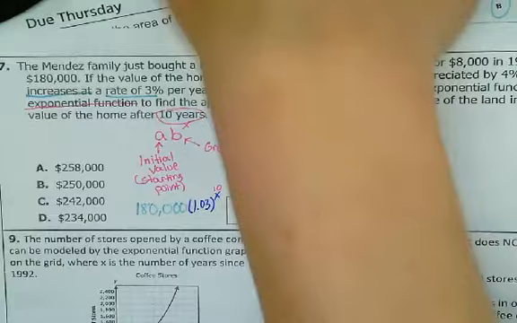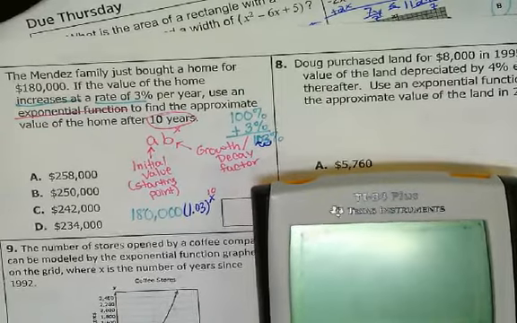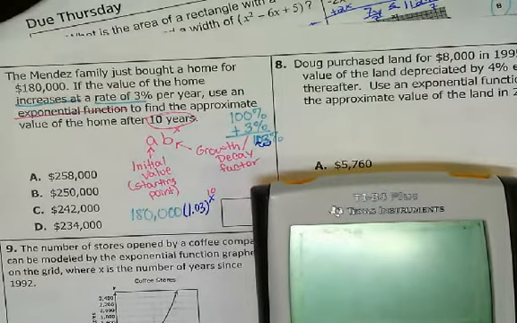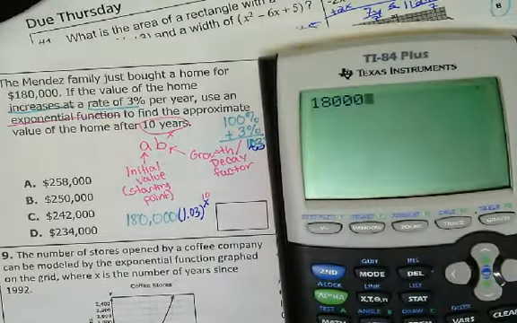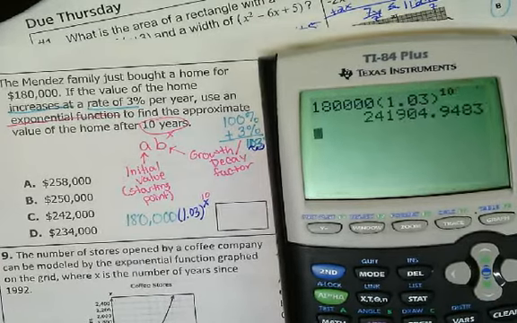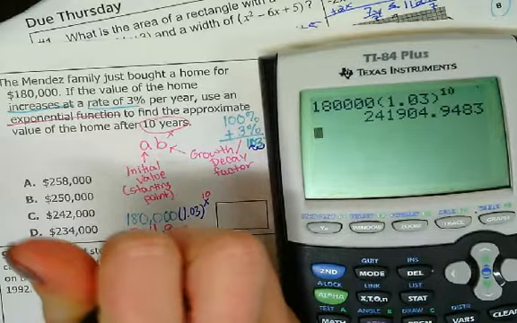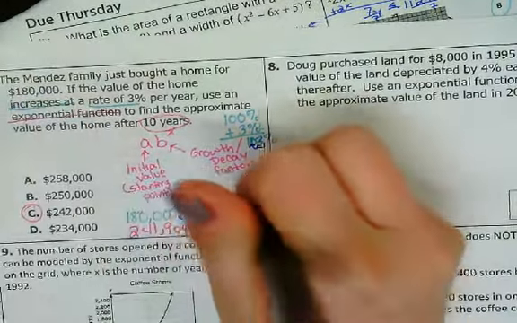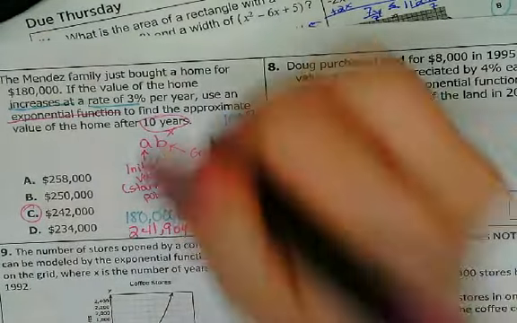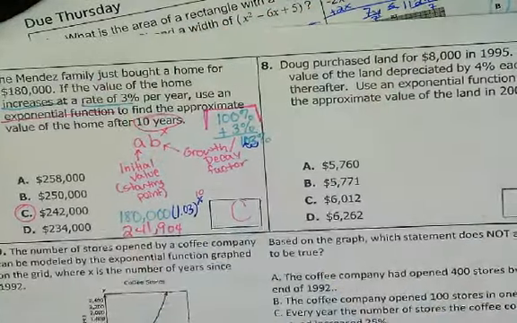Now this wants to know the home after 10 years. So if I plug 10 in here for the x, I will know exactly, well, approximately really, how much this home is going to be worth after 10 years. So we have $180,000 initially. Need one more zero on there. Times, so I'm going to put parentheses, 100% of our value and 3% more. And I want to know what it's going to be in 10 years. So it looks like it's worth $241,904-ish, which is approximately $242,000. This is the most important part right here. Making sure you change it from rate to factor.